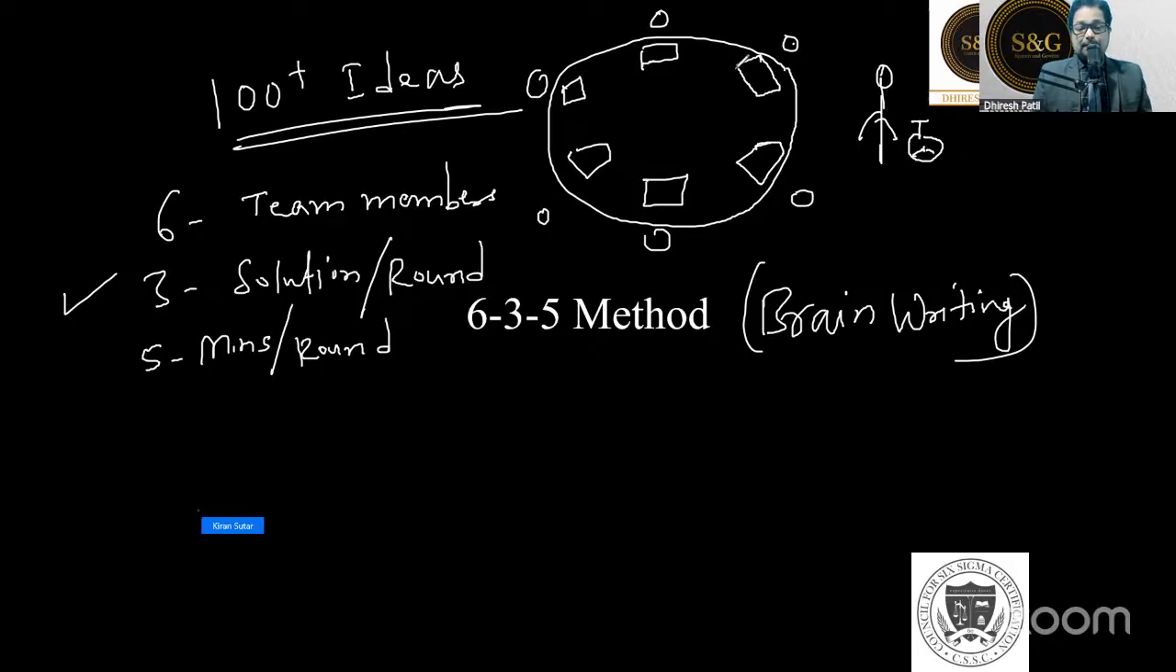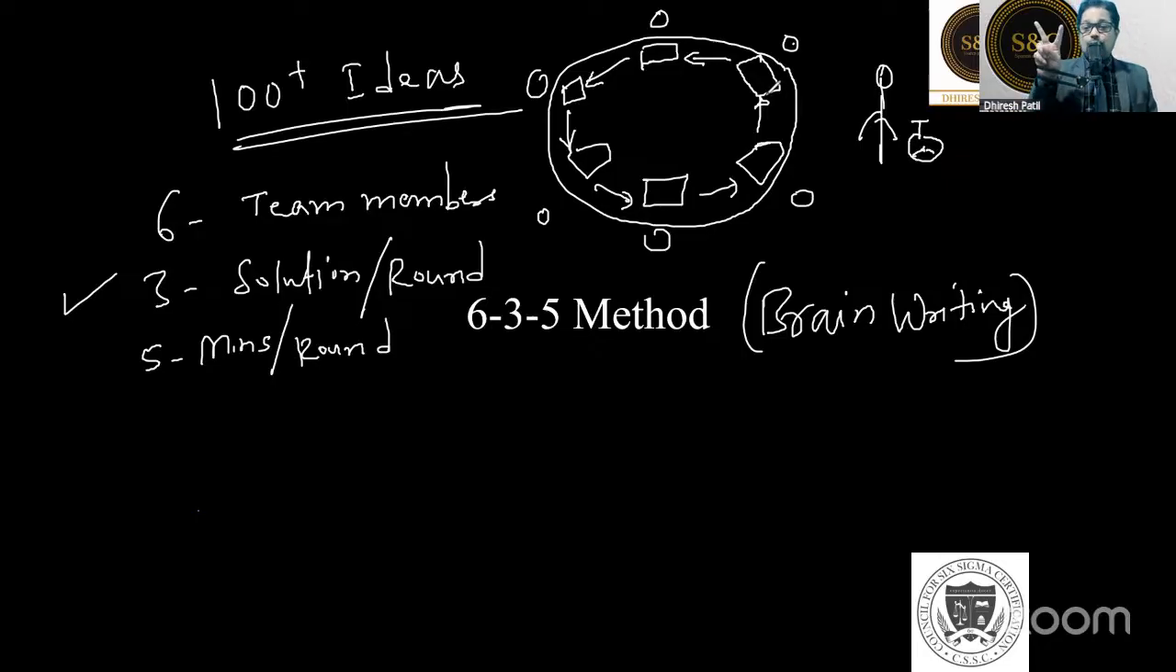Now, in the next round, let's say this person will give the solution sheet to this person, and this person will give his sheet to the next. Everybody will hand over their sheet to the person sitting right next to them. They will circulate all the sheets. Now they have a sheet in their hand where somebody has written their earlier 3 solutions.